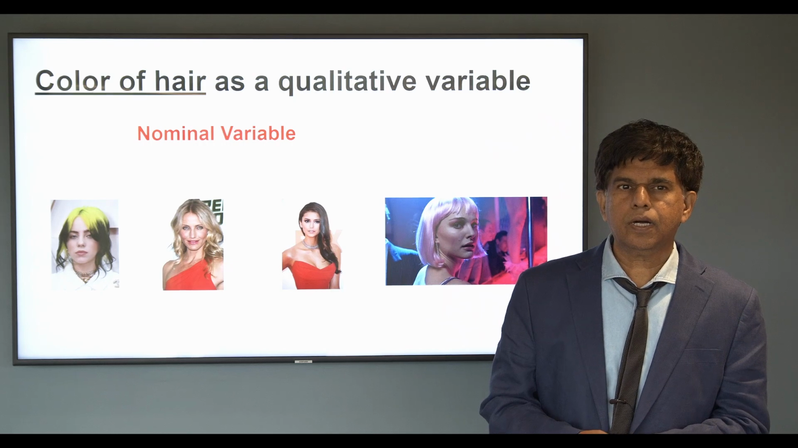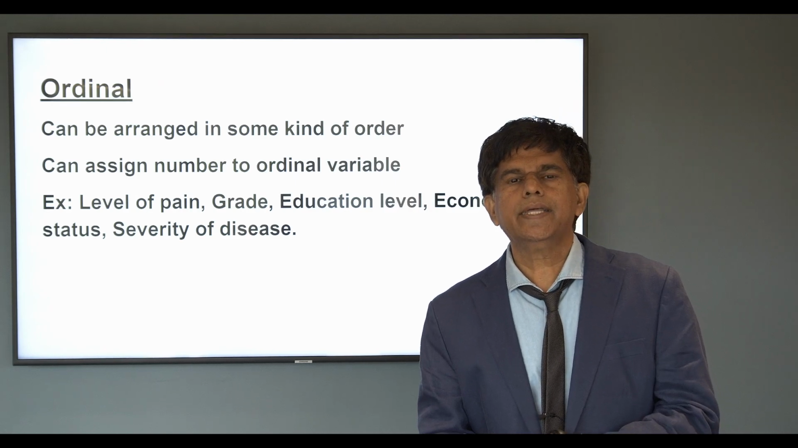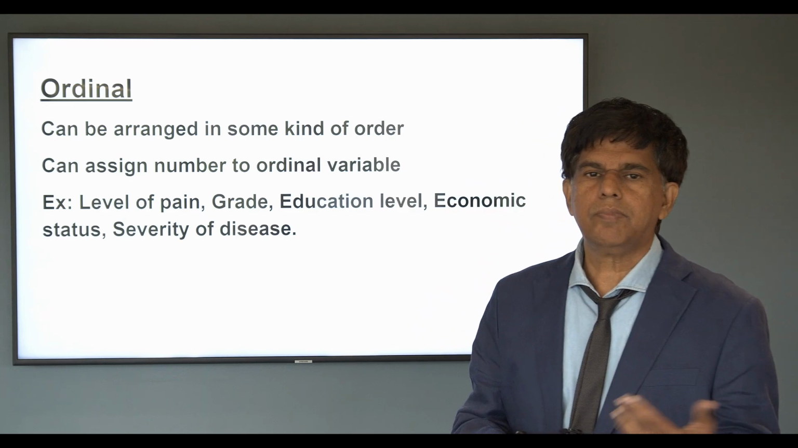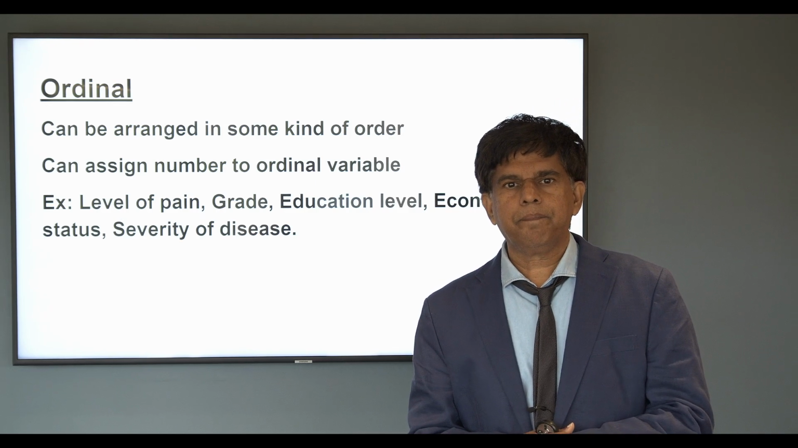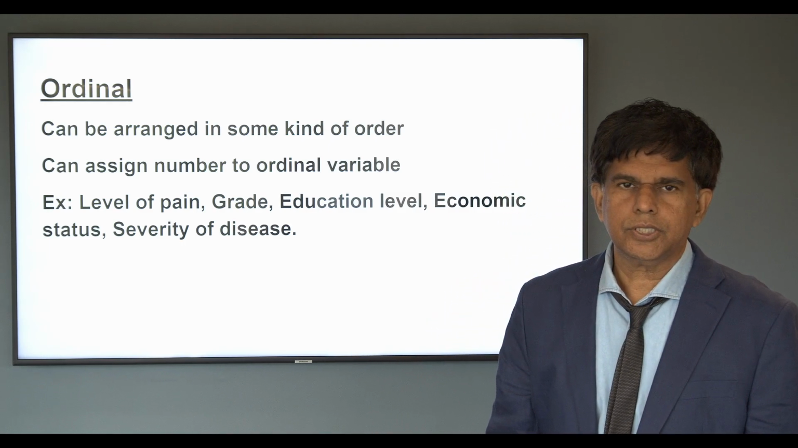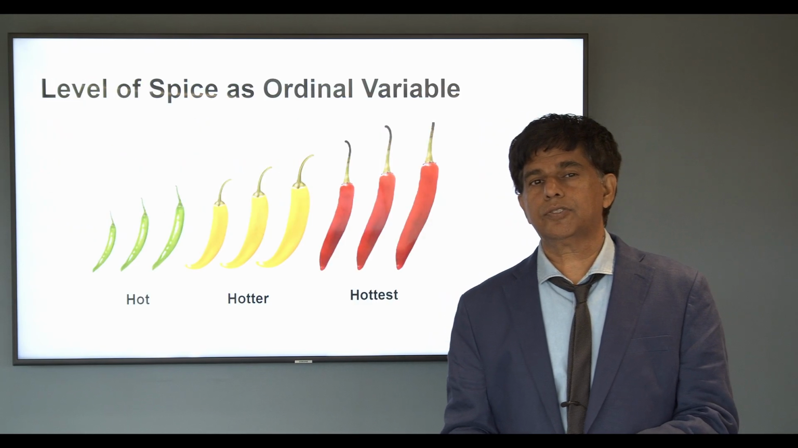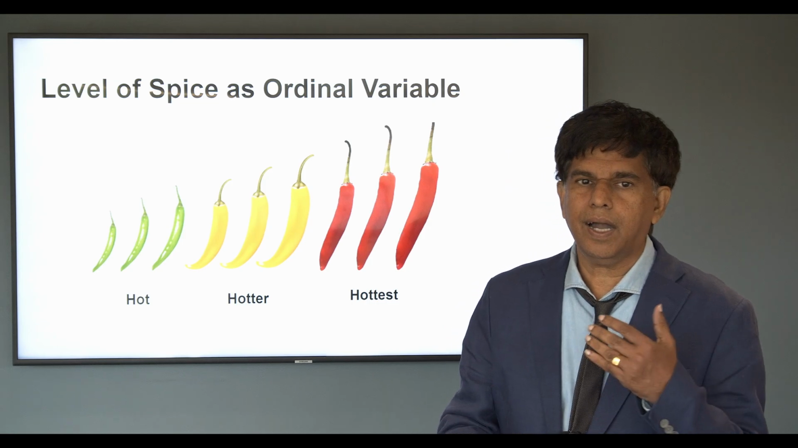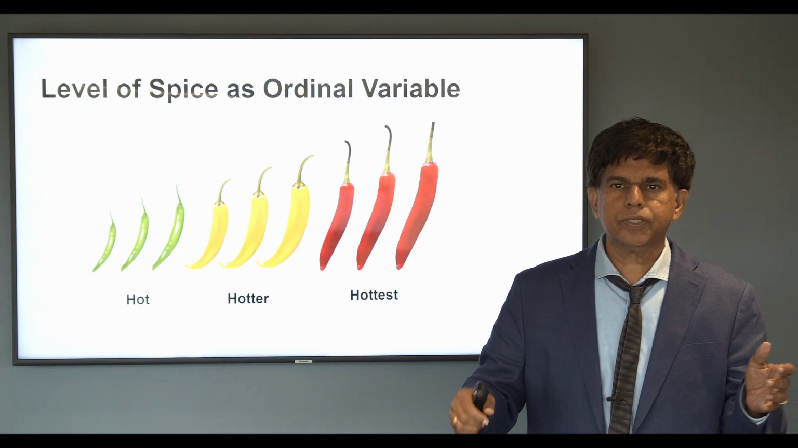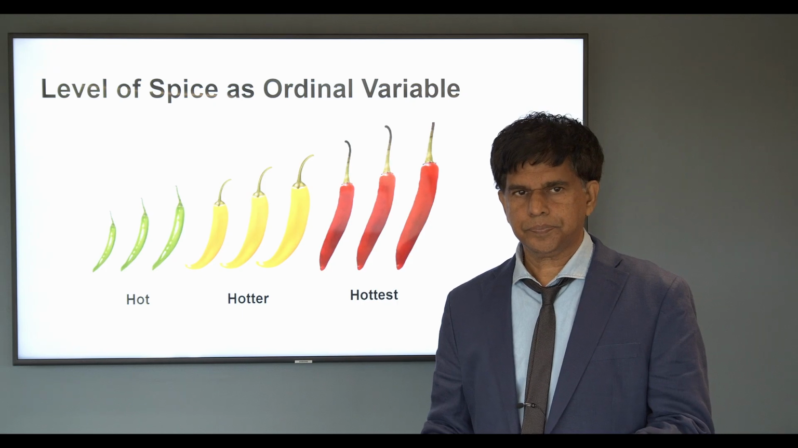When we talk about the ordinal, it can be arranged in some kind of order. You're assigning an order to the ordinal variable, like level of pain, you will say mild, moderate, or severe, okay? Economic status, poor, middle income, or rich, those types of things. Also, level of spice is an ordinal variable, you got hot, hotter, and hottest, 3 levels in there. So we're going to do some questions to go over so we can learn from it, okay?